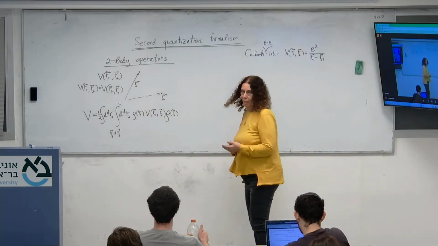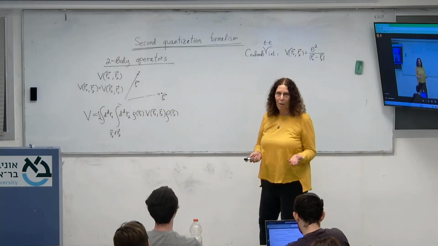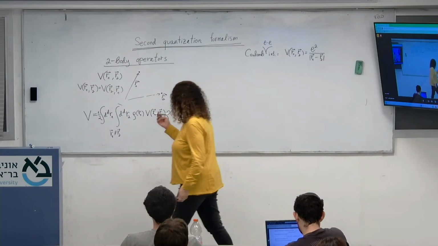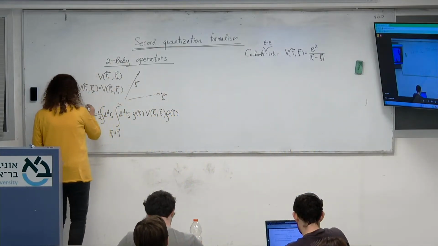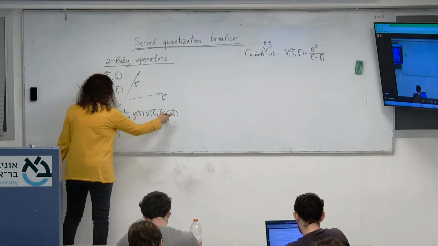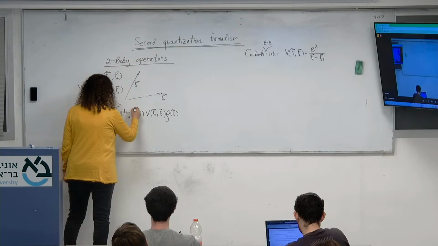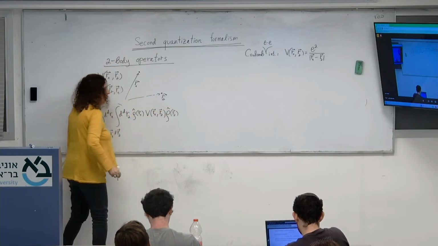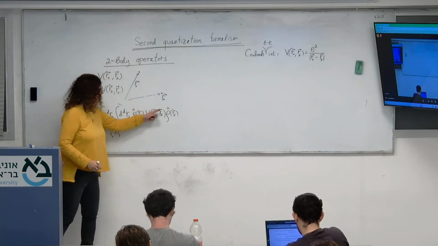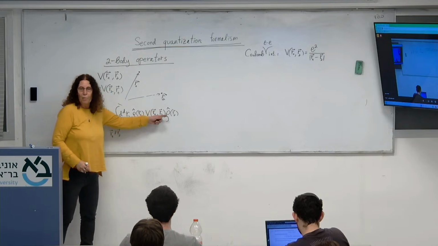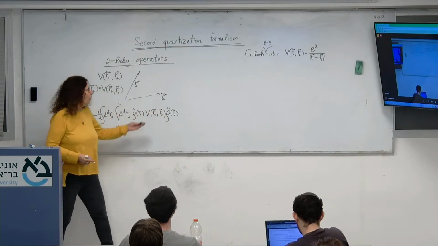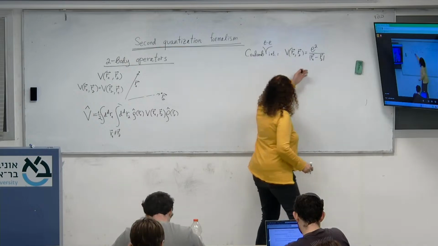Good. Now, what I wrote here is classical, right? But I can easily turn it to quantum. How? Exactly. I put a hat here. And where do I have to put my hats? Actually, V of R1, R2 is just a function. It's, for example, this function.